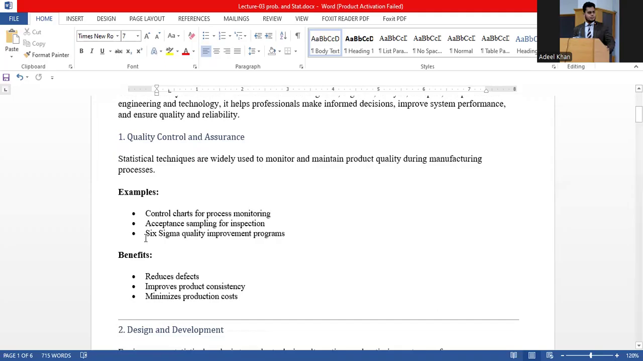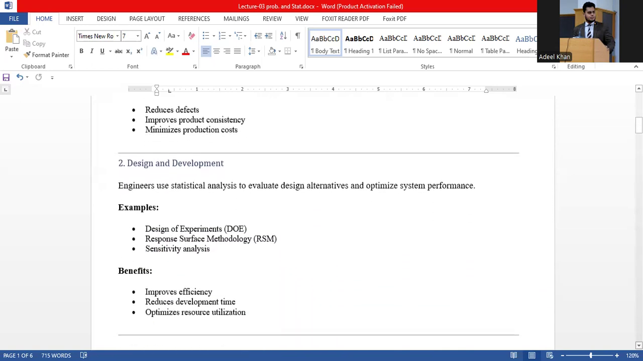So what are the benefits which we need to discuss? They reduce defects, improve product consistency, and minimize production cost. So these are the benefits of the quality assurance applicability of statistical analysis in different fields. So coming towards the next aspect of the application of statistical analysis in the field of engineering and technology, that is design and development.